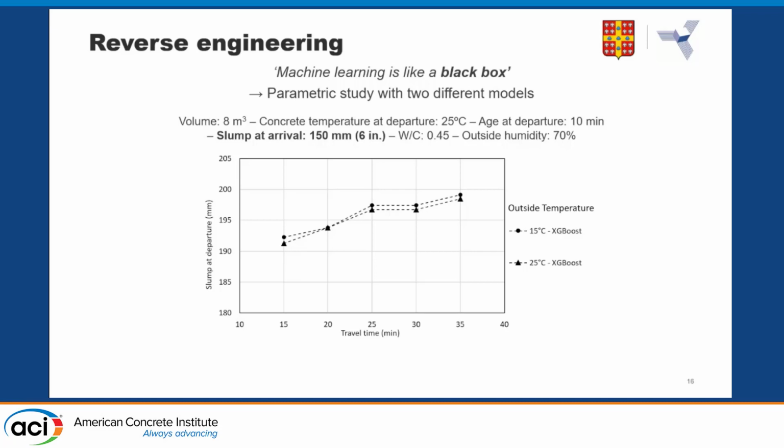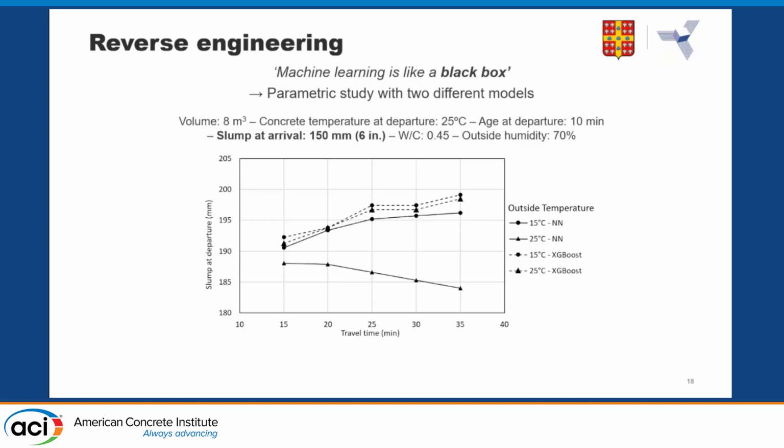So you've got the slump at departure on the y-axis, travel time on the x-axis, for two outside temperatures, and for XGBoost, one model. When the travel time increases, the slump at departure increases. So that's quite logical. Next, if I continue and I put one neural network, which is another type of model, for the lower outside temperature, we've got the same tendency.